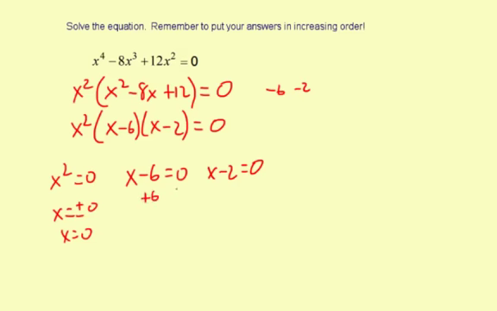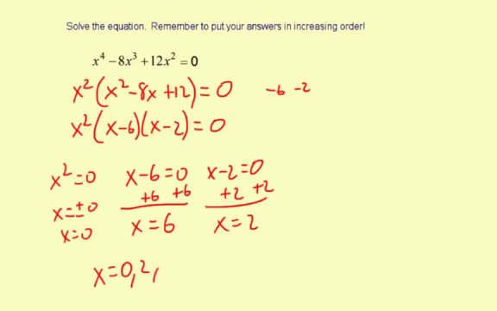Add 6 here, add 6 here. x equals 6. Add 2 here, add 2 here. x equals 2. So your answers are 0 twice, which is repeated, and then 6, and then 2. So you're going to have x equals 0, 2, 6 in increasing order.